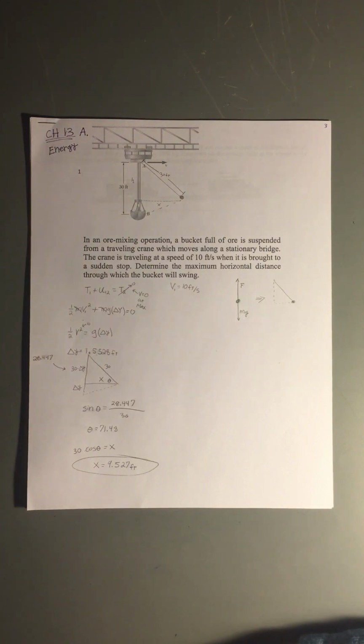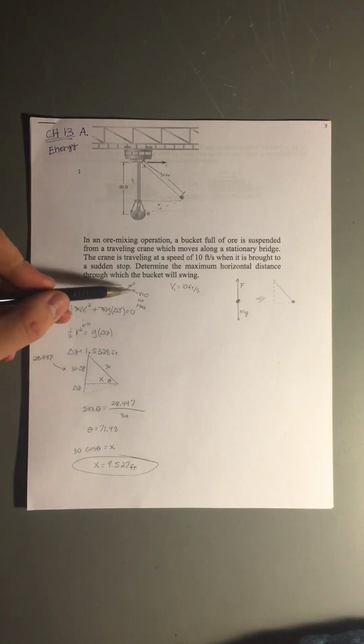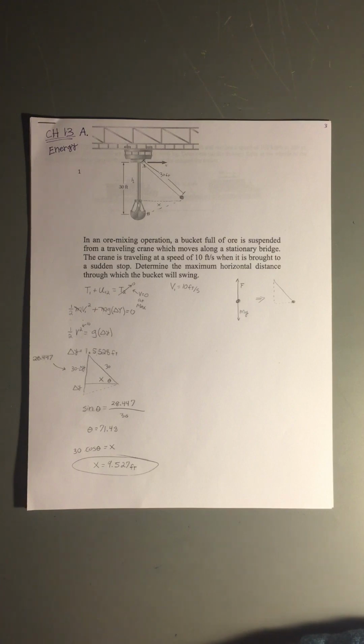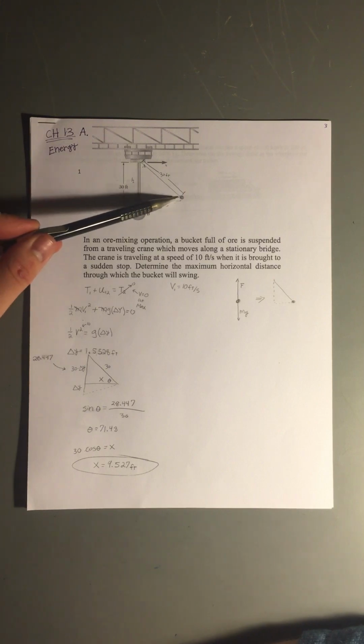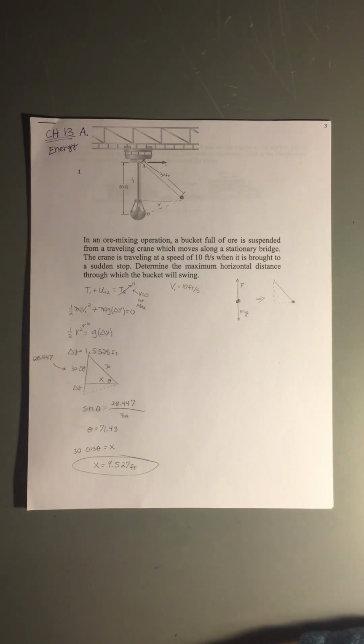To solve this problem, the first thing I did was write down the equation that we've been writing in this chapter, which is the kinetic energy plus the work equals the kinetic energy after, kinetic energy 2. I drew a free body diagram, and then I drew what we know on the picture to help me visualize that. What we're looking for is this x distance from here to here.